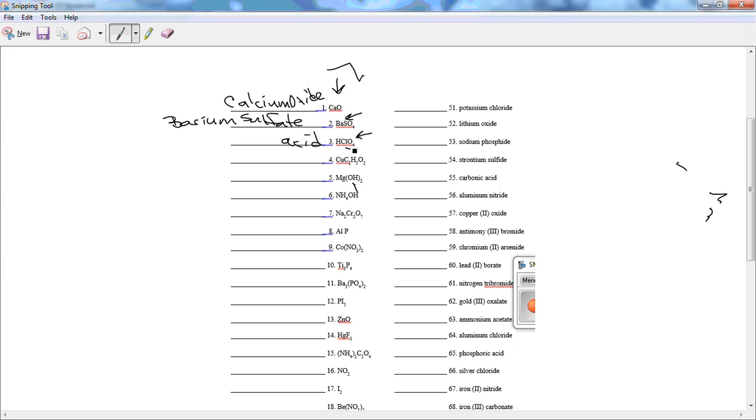Okay. Number 3, this starts with an H, so it's an acid. I need to know the name of this polyatomic ion. That's perchlorate, so that becomes chloric acid.